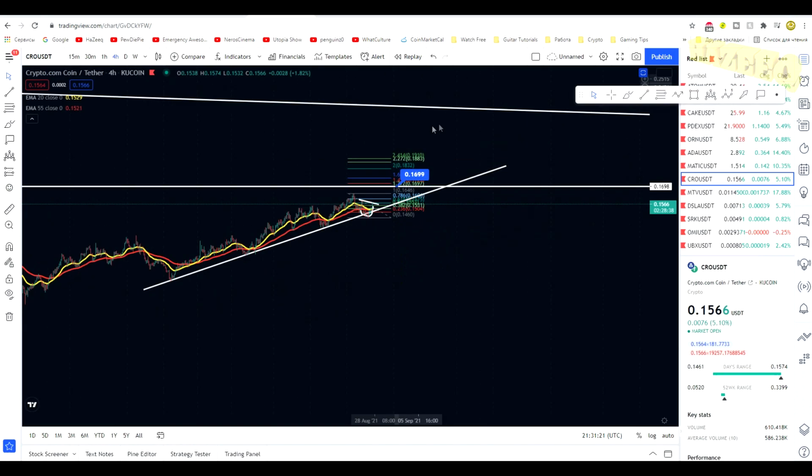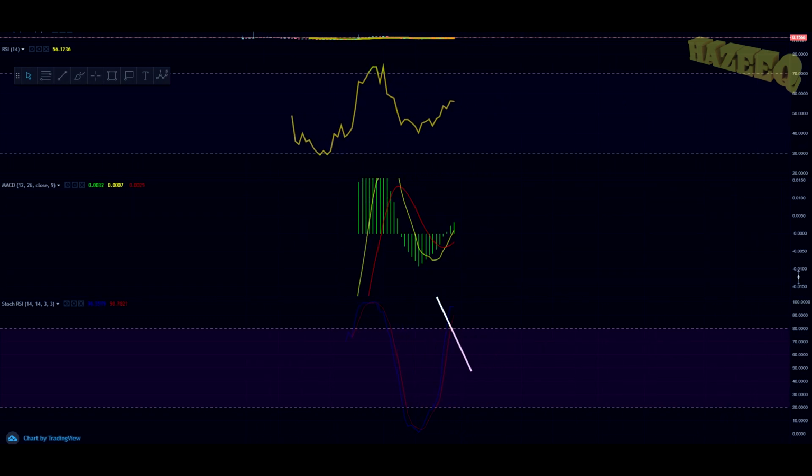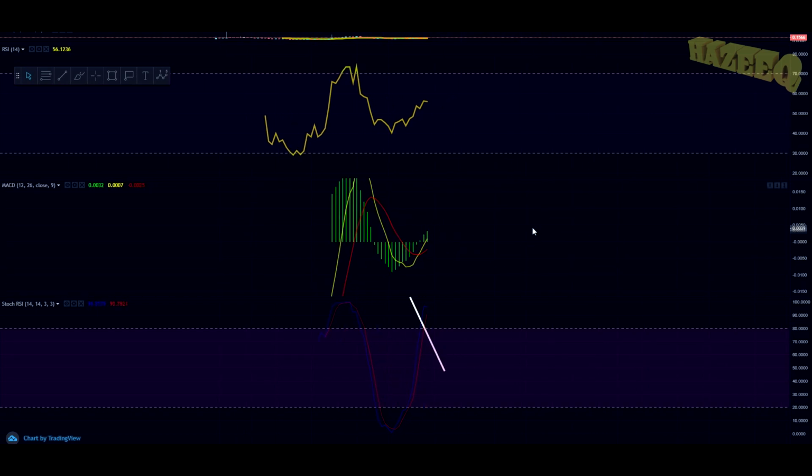I'm just gonna go and take a look at some other indicators that I have. So we're on the weekly chart. Here is our MACD, our RSI, and our stochastic RSI. So on the MACD, we have made a bullish cross below the histogram. That's always bullish. That is the confirmation of our uptrend.